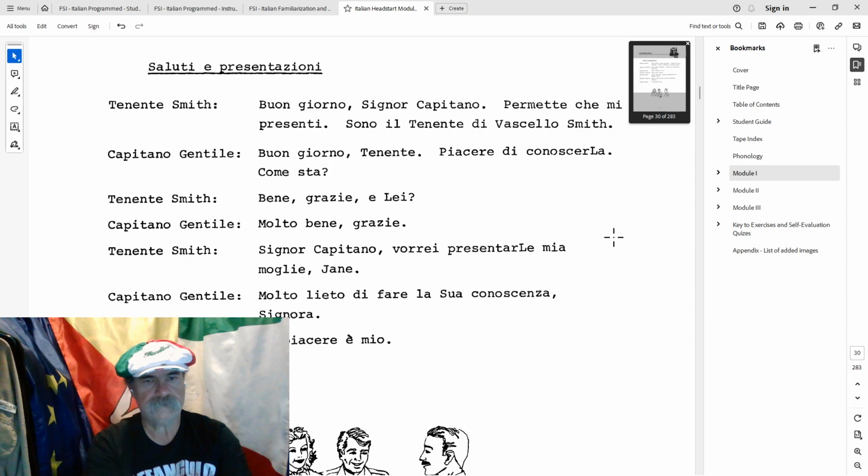Captain Gentile replies that he is very happy to meet Mrs. Smith. Molto lieto di fare la sua conoscenza, signora. Repeat. Molto lieto. Di fare la sua conoscenza means to make your acquaintance. Your acquaintance is la sua conoscenza. Repeat. La sua conoscenza. Di fare la sua conoscenza.